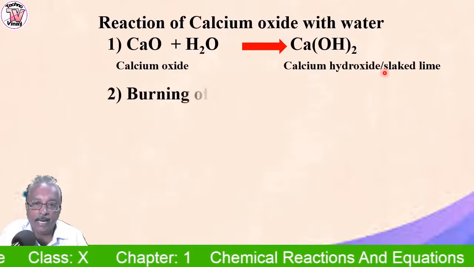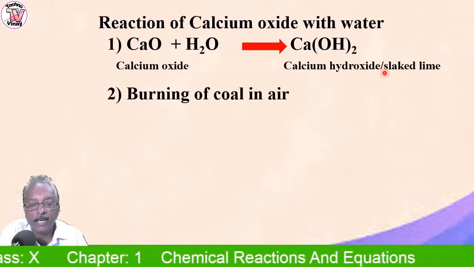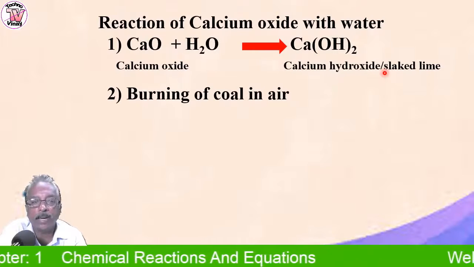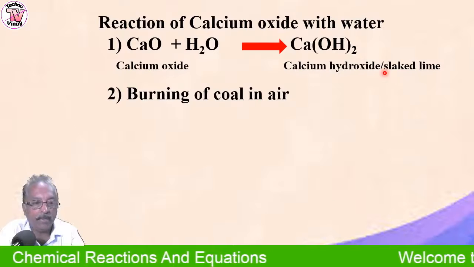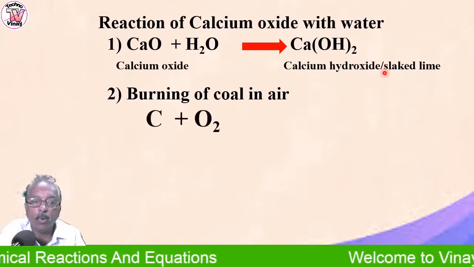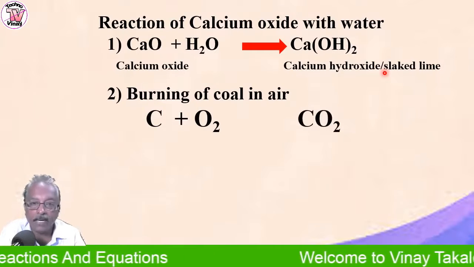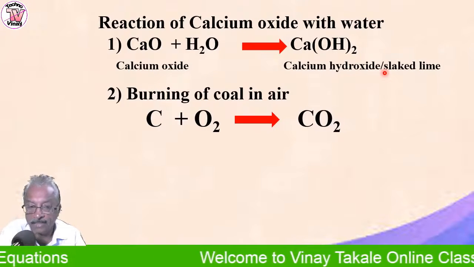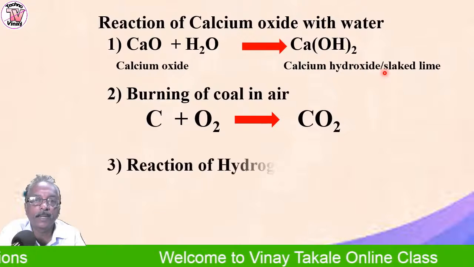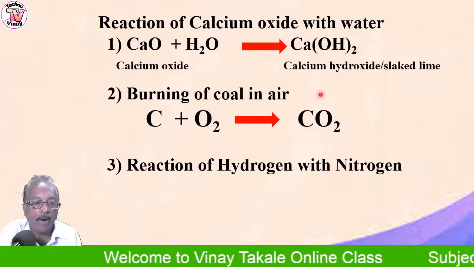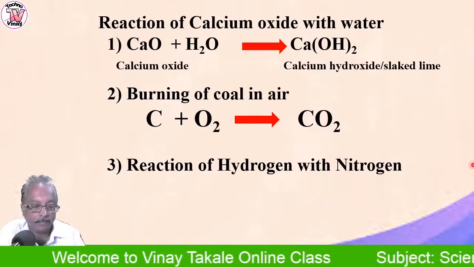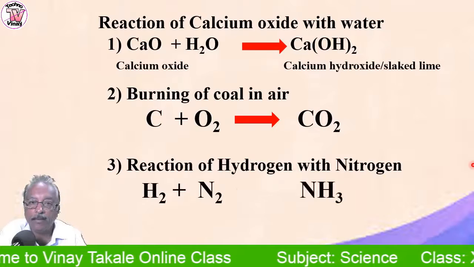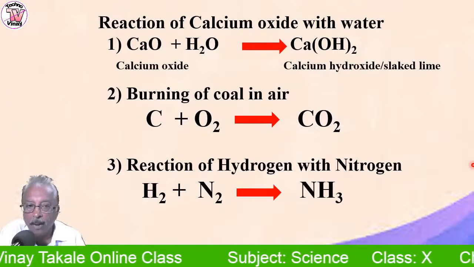Let us take one more reaction: burning of coal in air. When you burn coal, wood or anything in a chula, heat is given out on burning. Coal normally consists of carbon. It combines with oxygen from the air and forms carbon dioxide gas. Followed? Similarly, reaction of hydrogen with nitrogen. Hydrogen plus nitrogen, when combined together, gives ammonia.